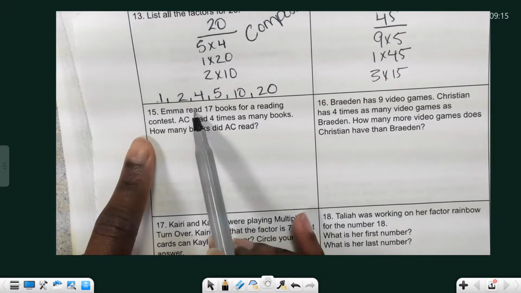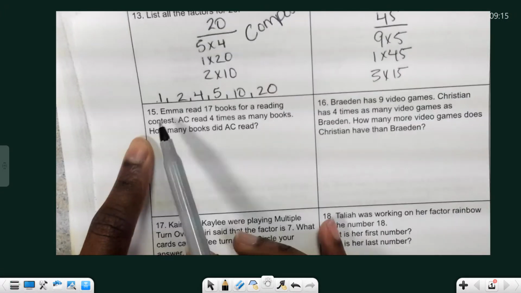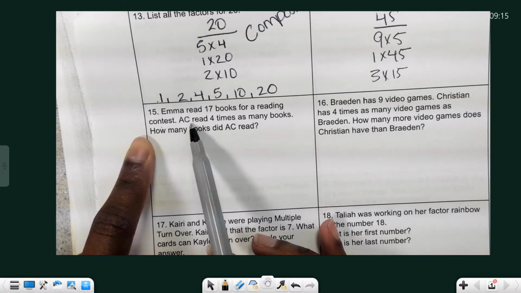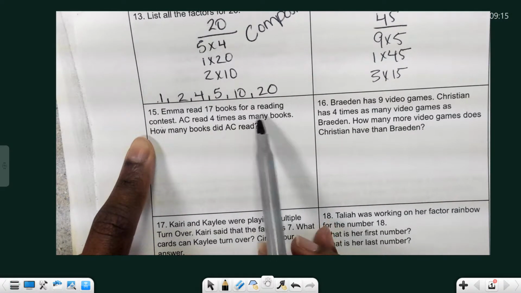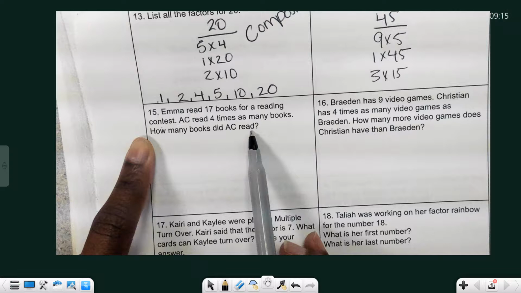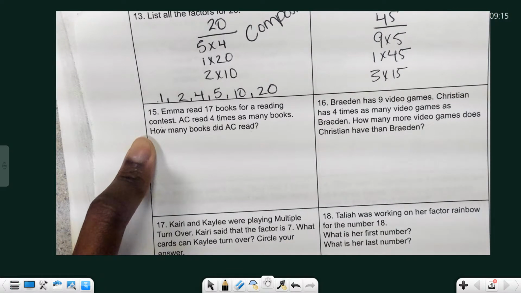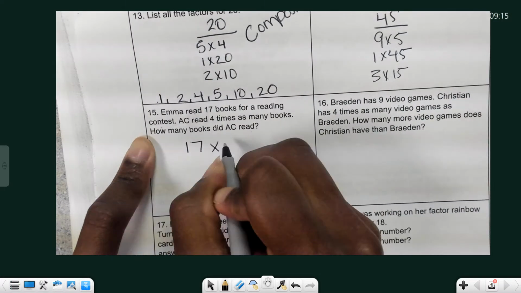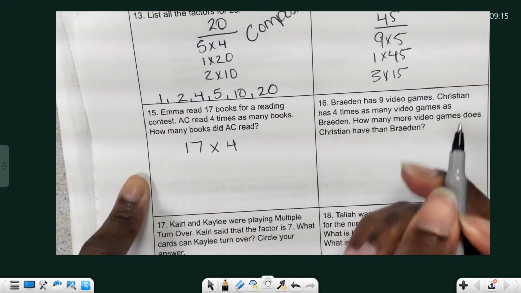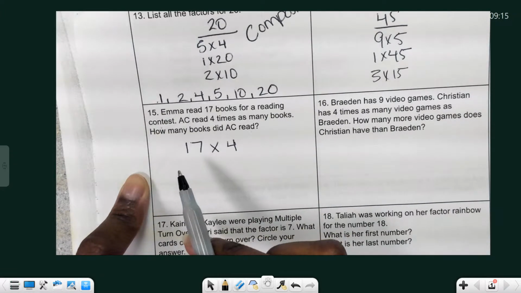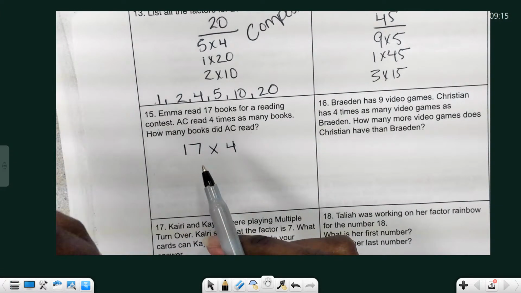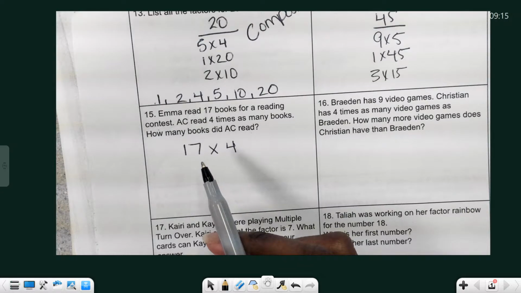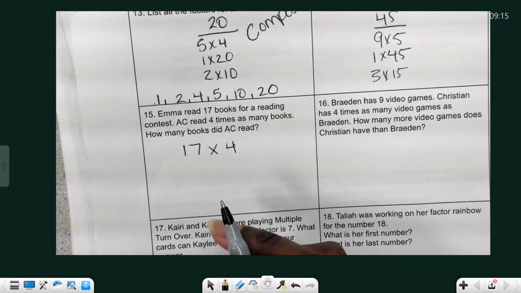15. Emma read 17 books for a reading contest. AC read 4 times as many books. How many books did AC read? So this is a 2-digit by a 1-digit number because you have 17 times 4. Now, there's a strategy that we use for this particular number. We're going to break this down by place value.